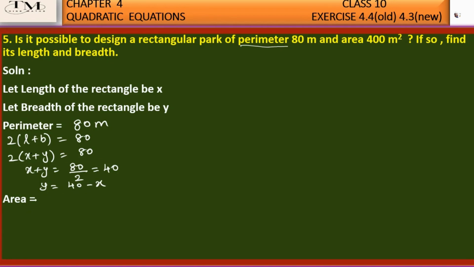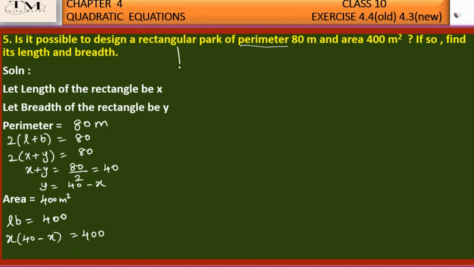Okay. Now area is 400 meters square. So what is the formula for area of the rectangle? It is length into breadth equal to 400. So length is x. What about breadth? Breadth is y. Y we change to x as y is equal to 40 minus x. So breadth is 40 minus x, which is equal to 400.